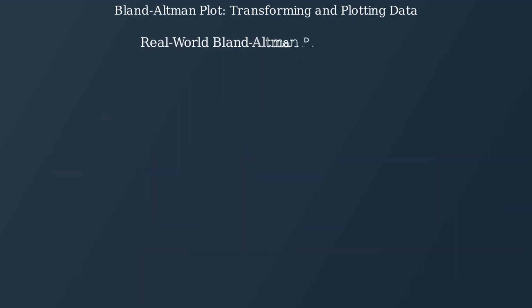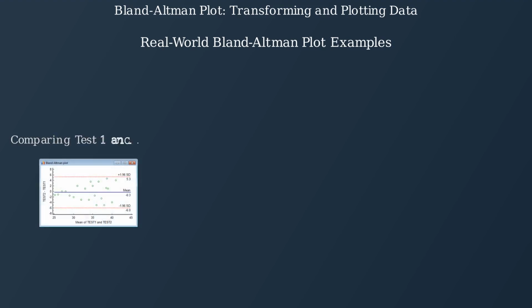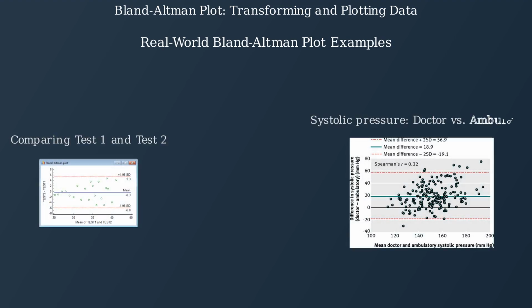Here are real-world examples of Bland-Altman plots. These plots clearly show the mean difference as a horizontal line, with upper and lower limits of agreement, indicating where 95% of the differences between measurements are expected to fall.